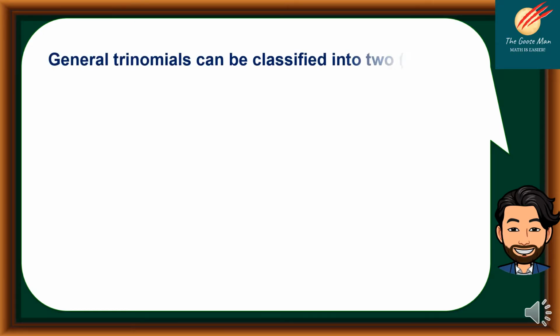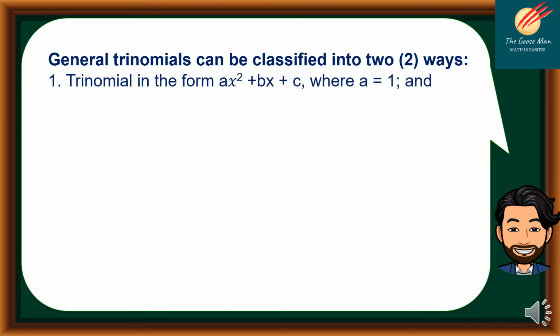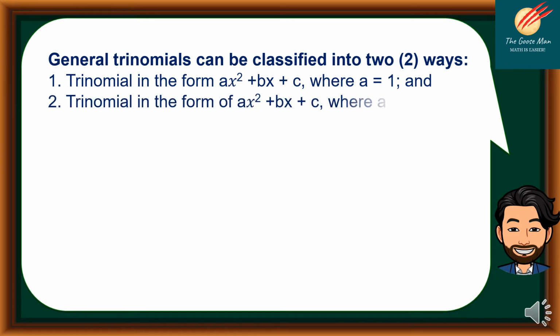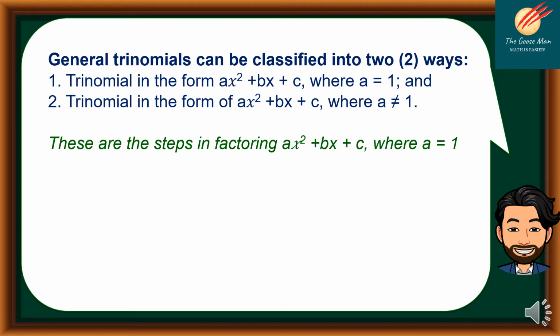General trinomials can be classified into two ways. The first one is a trinomial in the form of ax squared plus bx plus c, where a is equal to 1. The other one is in the form of ax squared plus bx plus c such that a is not equal to 1. It means that the leading coefficient is not equal to 1. Here are the steps in factoring ax squared plus bx plus c where a is equal to 1.